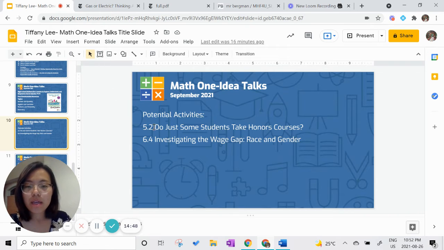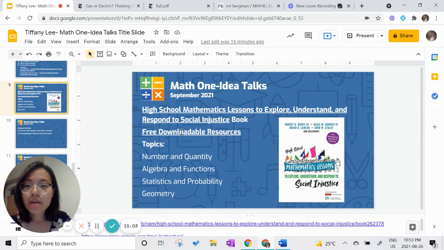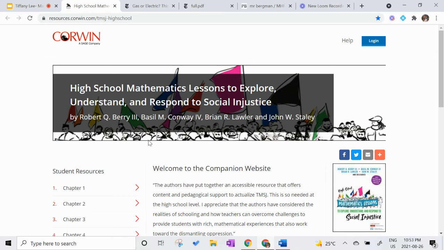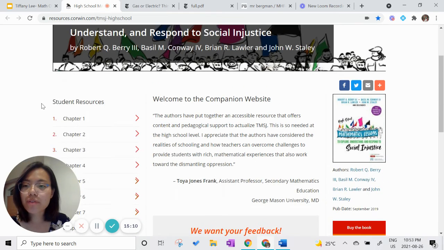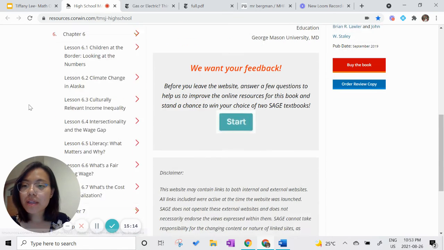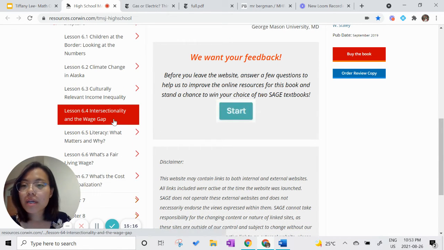One of them is called Do Just Some Students Take Honor Courses, and Investigating the Wage Gap, Race and Gender. So for example, let's take a look at this one, Investigating the Wage Gap, Race and Gender. If we go to the free downloadable resource link, I think that was 6.4. So you just go to chapter 6 and lesson 6.4.